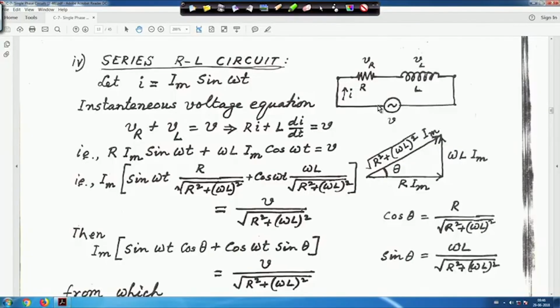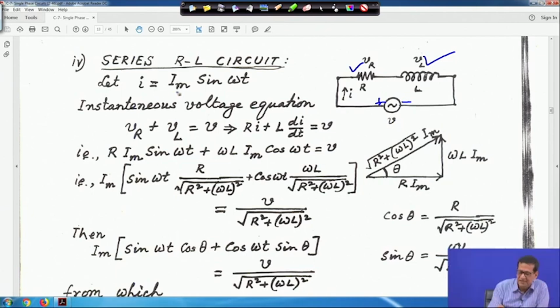Here you have to mark the instantaneous polarity, plus and minus, and the current flowing through this simple series circuit. The voltage across the resistance is VR and across the inductance is VL. Our objective is a steady state analysis. The voltage V is given. Now we will assume I is equal to Im sin omega t. Either voltage or current, something you have to assume.